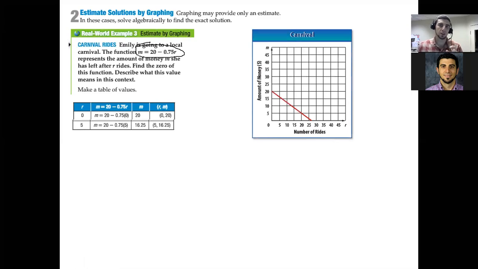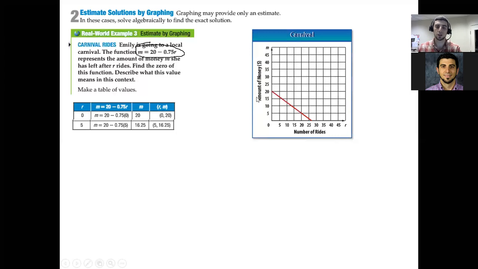Also, in the context of this situation, it doesn't make sense to use negative values for r, because you can't ride negative rides, right? You could ride no rides, zero is okay. Also, it doesn't make sense if your answer for m comes out negative, because then you'd have negative dollars, okay? So only non-negative values of r and m make sense, because zero would make sense. You can only have non-negative numbers of rides and non-negative amounts of money in this situation.